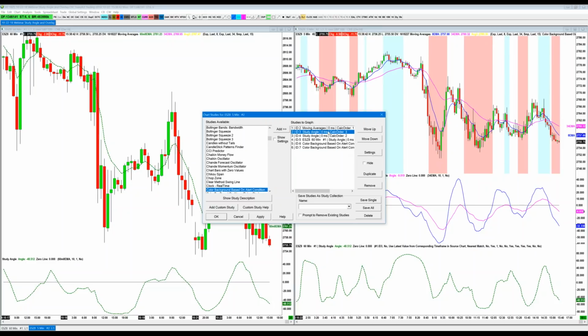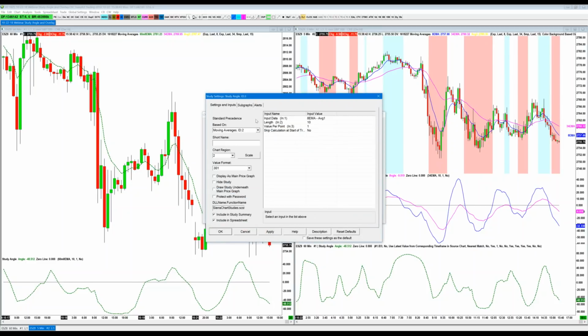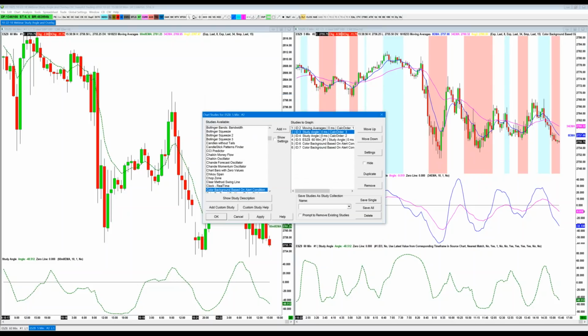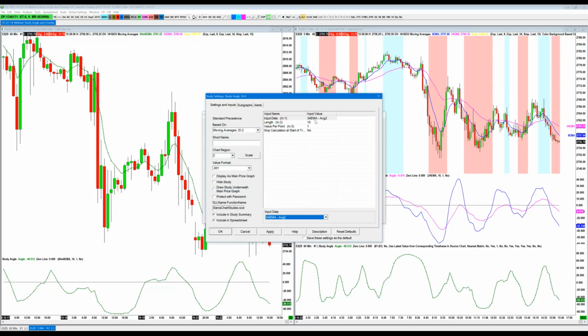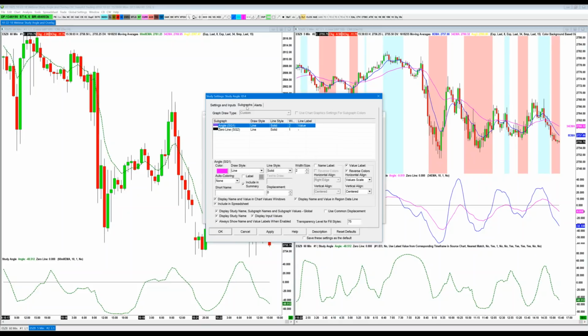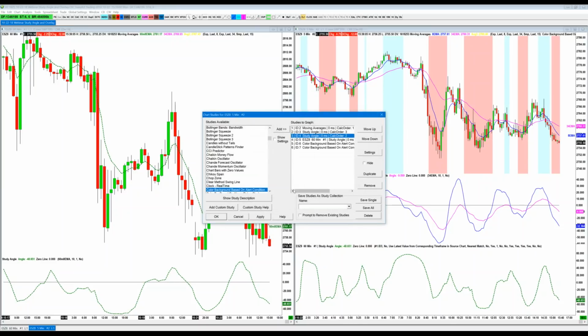Okay, the blue one, if you go to study angle and we look at the settings and inputs, the input is based on the moving averages, and the first input is the 8. So I made it the same color. So the blue line down here is associated with the blue 8 EMA that's in the main price graph. All right, and if we go back to the second one here, the study angle, this one is based on the 34, and it's the magenta color. All right, so I just color coded those so it's easy to tell what's what. And then you've got the moving averages, which we already talked about.